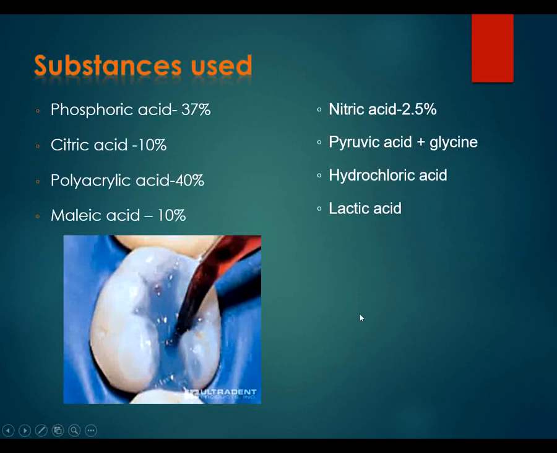Now there are different types of etchant we use in dentistry. The most commonly used etchant is phosphoric acid 37%. The others are citric acid 10%, polyacrylic acid 40%, malic acid 10%, nitric acid 2.5%, pyruvic acid plus glycine, hydrochloric acid and lactic acid.